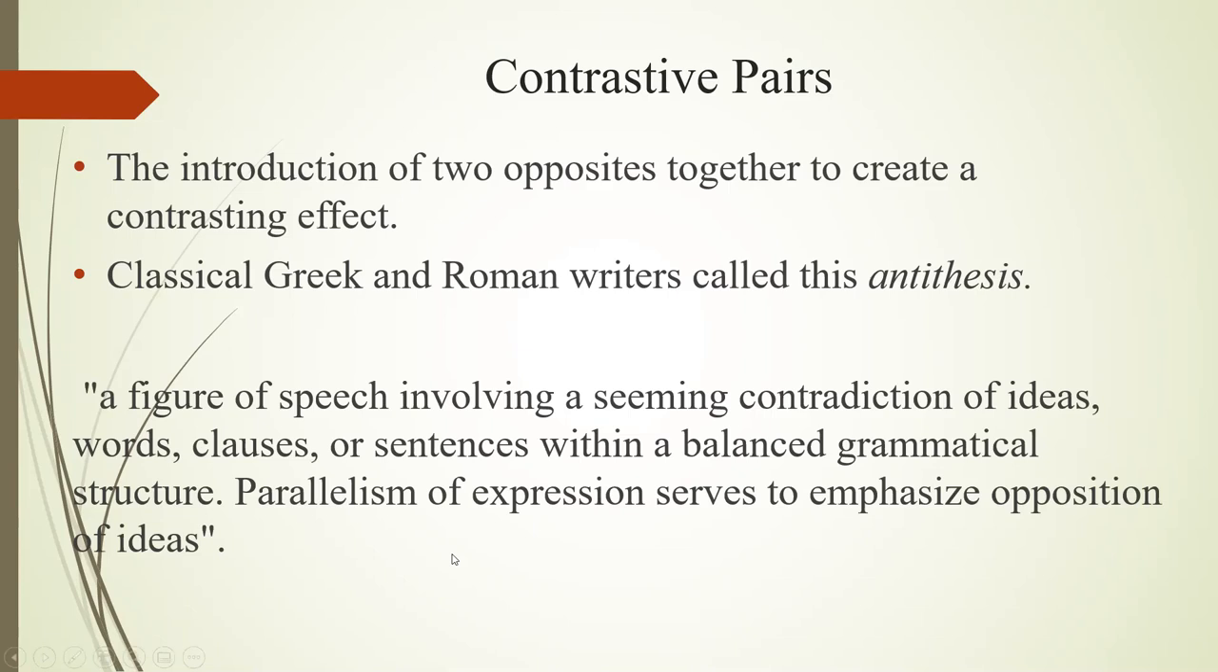Here is a definition of contrastive pairs. Contrastive pairs refer to a figure of speech involving a seeming contradiction of ideas, words, clauses, or sentences. And you have a contradiction that is made with two words, two clauses, two sentences within a balanced grammatical structure. So that means if you have a pair, it has to be two items. It has to be either two words, two clauses, two sentences. And a word and a sentence may not necessarily make a pair, but two words would make a pair. Two sentences would make a pair. Two clauses would make a pair. So that's why it says with the balanced grammatical structure.